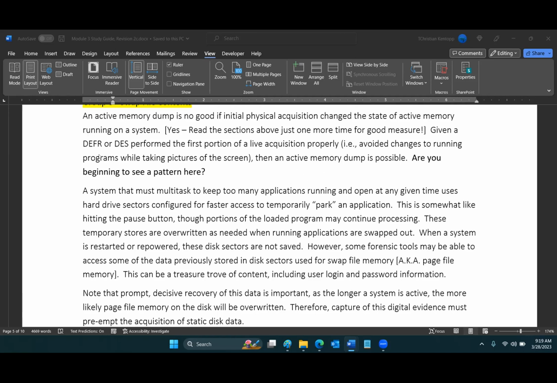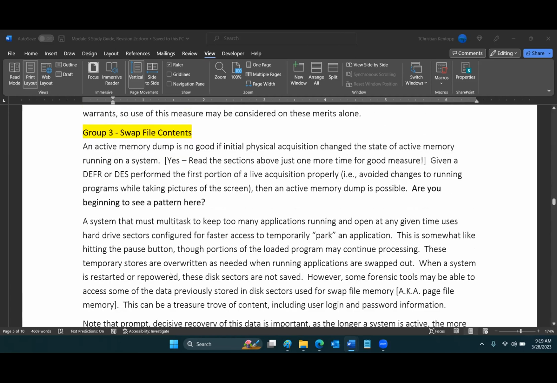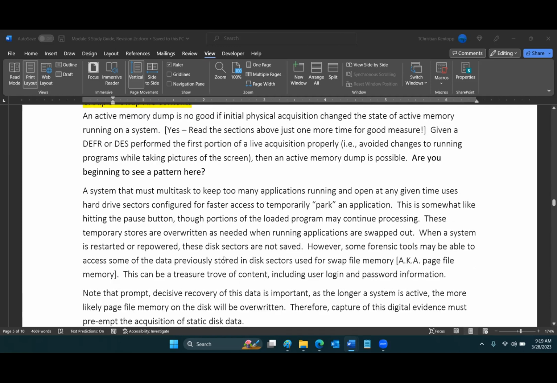In any case, when you're storing temporary content from RAM, while it is multitasking like a wild man, it is this third level or group 3 of data that we want to be sure we capture from a running system if at all possible, right?